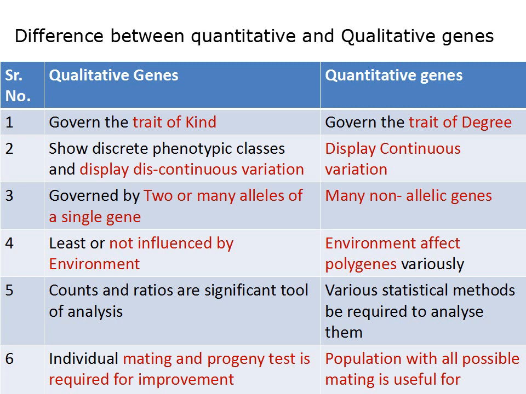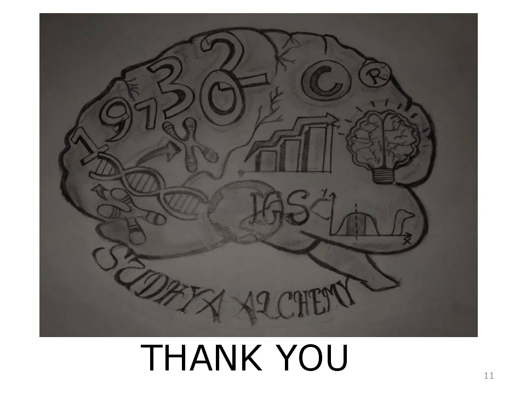Now, individual mating and progeny test is required for improvement. For improvement of the genes which are governed by monogenes, the mating and progeny test is enough to make the improvement regarding monogenic traits. And for most of the traits which are governed by quantitative genes, there is a necessity to study the whole population. Therefore, population with all possible mating, I mean random mating, is useful in studying the improvement of the traits governed by quantitative genes or quantitative inheritance.